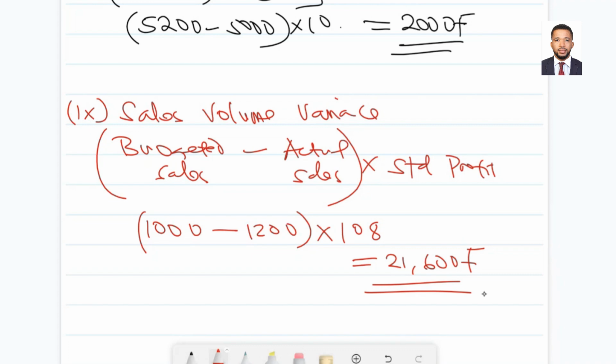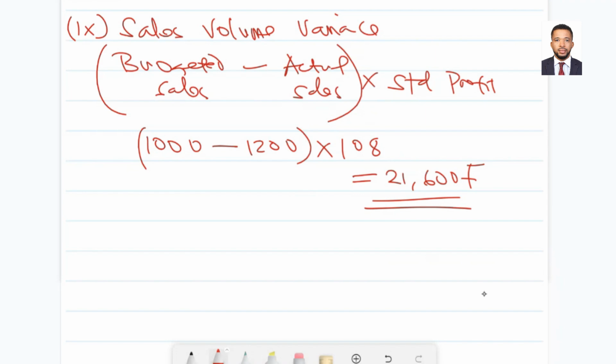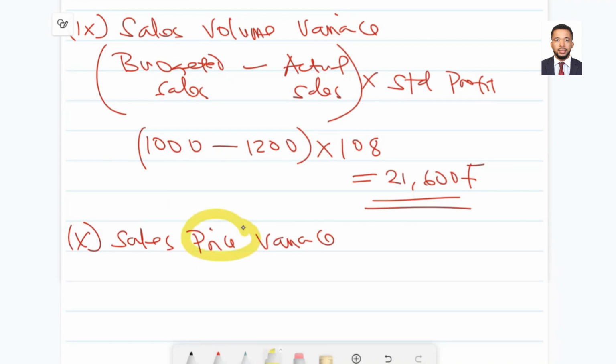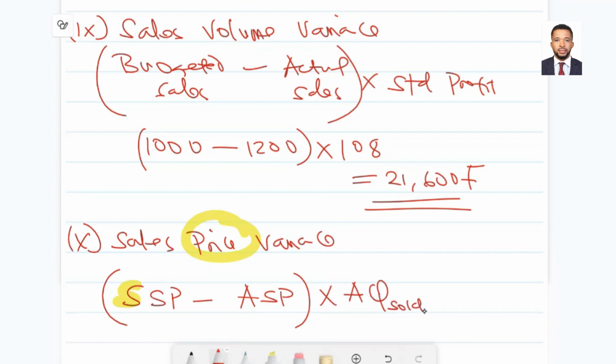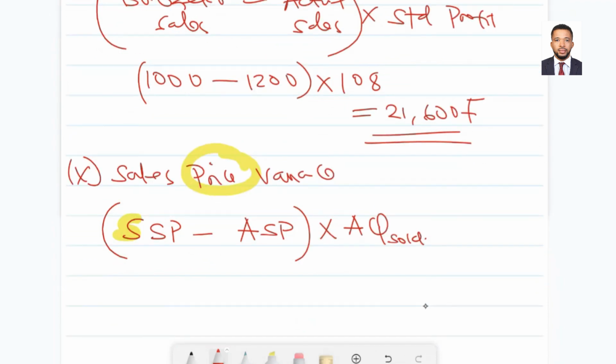Next, the last one: sales price variance. The emphasis is on the sales price, which means I'm comparing standard selling price minus actual selling price, multiplied by the actual quantity sold. Standard selling price, help me. 250. You're doing well.